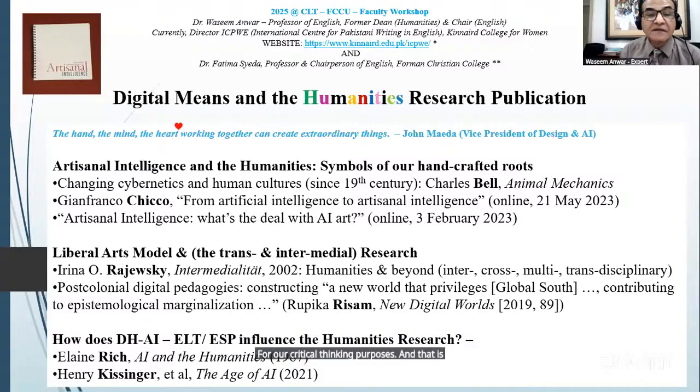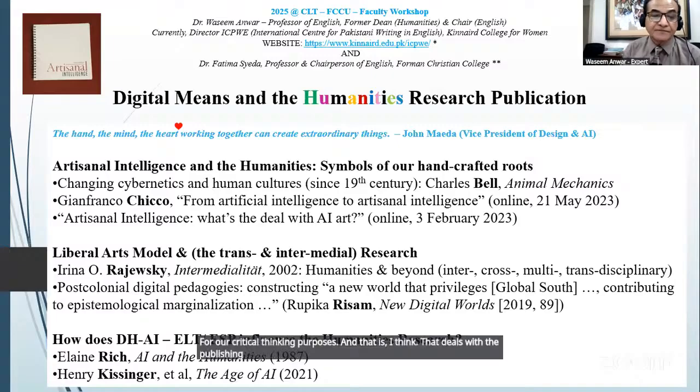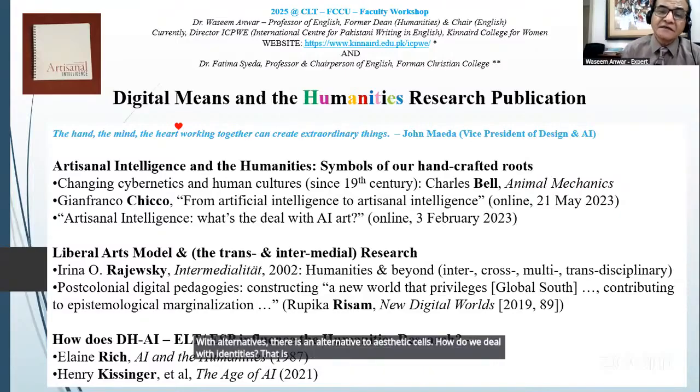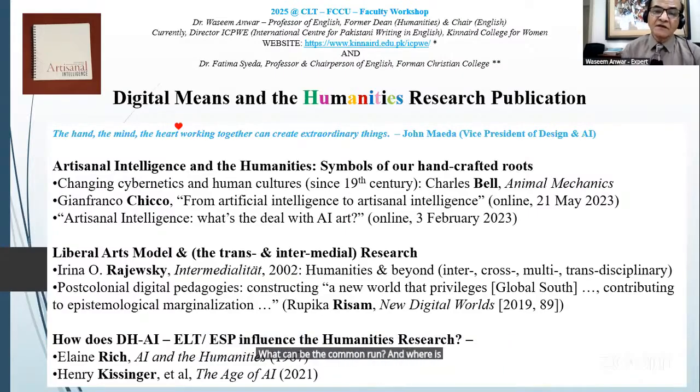And that deals with the publishing processes as well, how we work differently. So I have quoted here Angelica and Gabriel talking about knowledge delivery, academic writing and the production of writing with alternatives. There is an alternative to aesthetics as well. How do we deal with alternatives? That is where humanities challenges what can be the common run, and brings in newer ideas, challenging even the tools that we mostly use, AI being one of those.